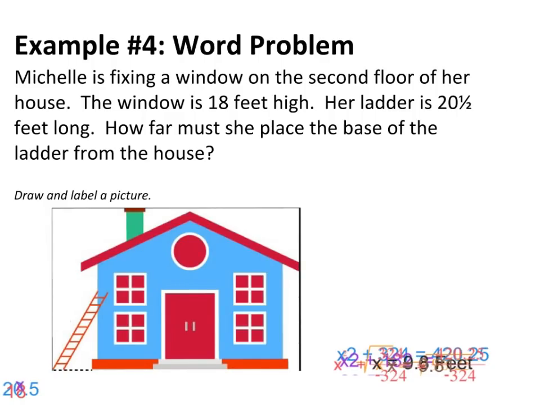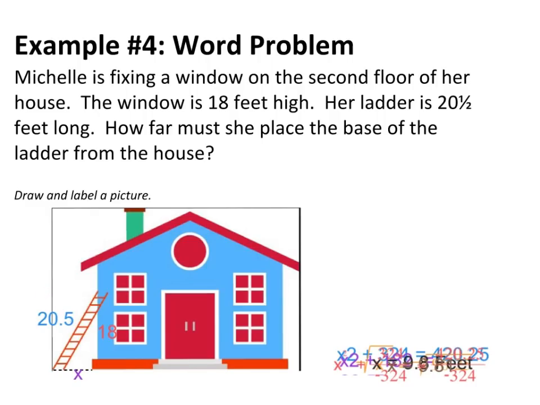This problem: Michelle is fixing a house on the second floor of her house. The window is 18 feet high and her ladder is 20 and a half feet long. How far must she place the base of the ladder from the house? So I've got my picture of the house and I've got a ladder next to it. And I know the ladder is going to be 20.5 feet long. I know the window is 18 feet in the air, so I don't know how far it is from the house. So that's going to be my x.